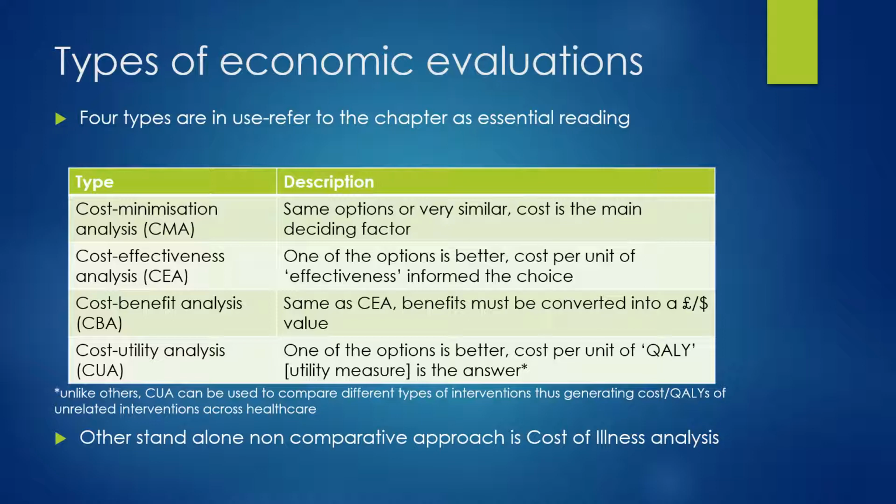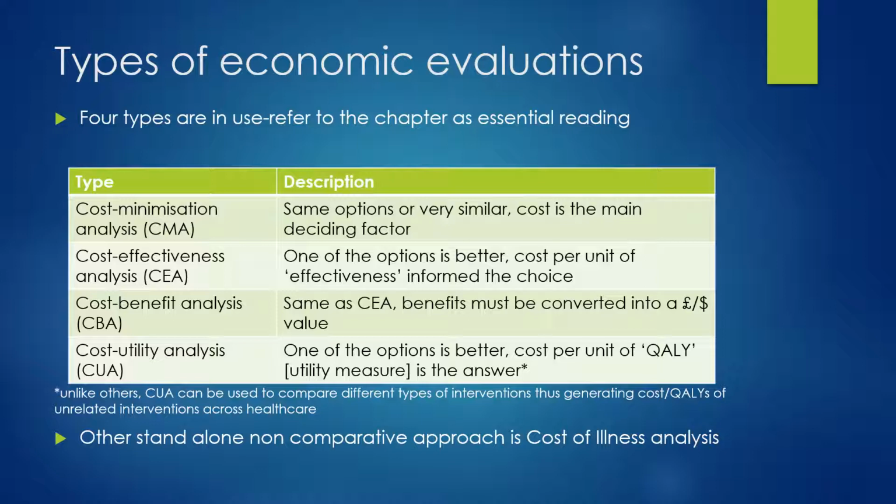If you change your benefit or outcome into a dollar value, into a monetary value, then your analysis becomes cost benefit analysis. If you replace whatever the benefit is and try to quantify it in quality adjusted life years, quality of life, then the analysis is called cost utility analysis.